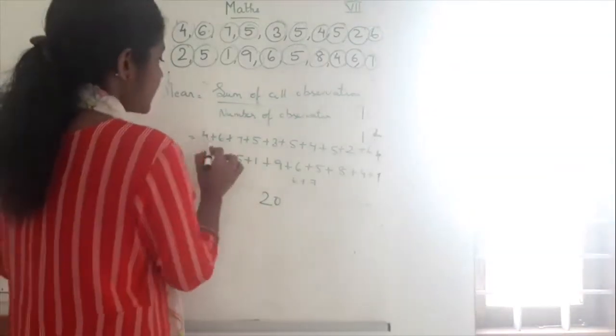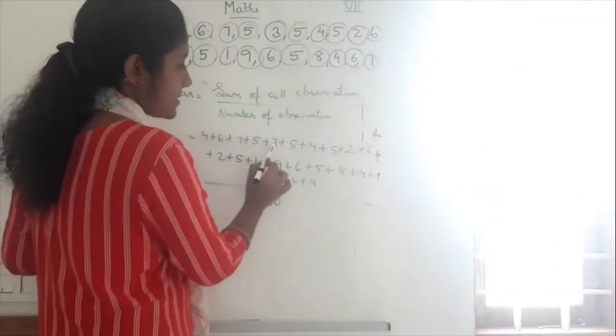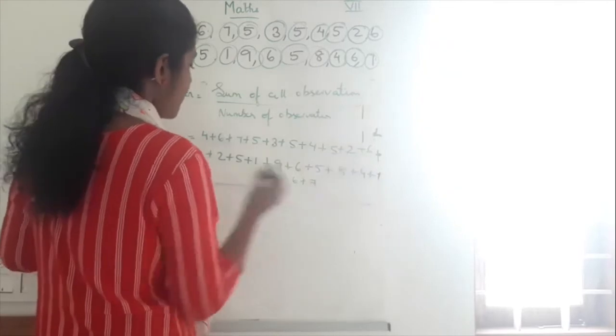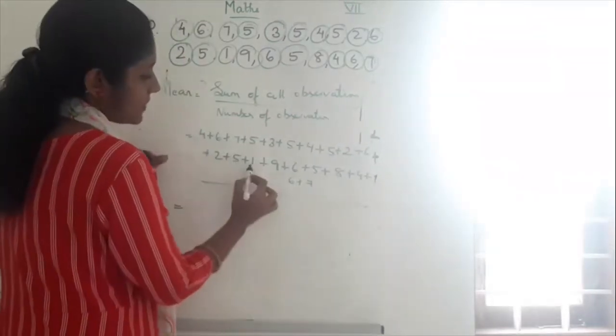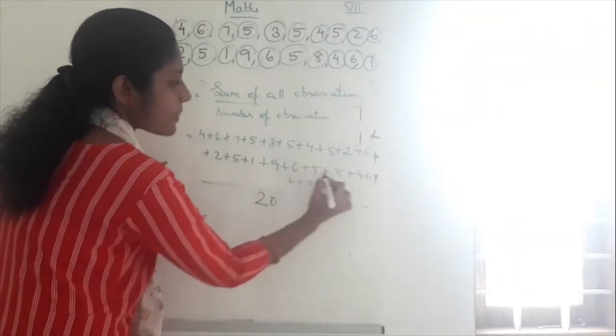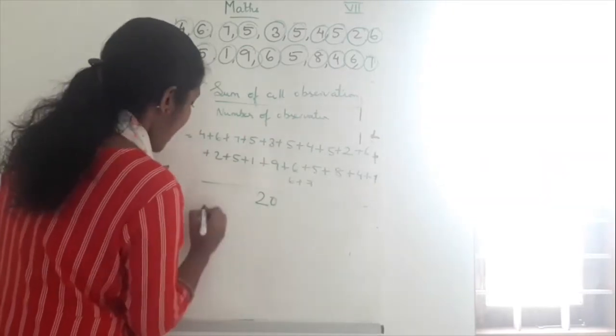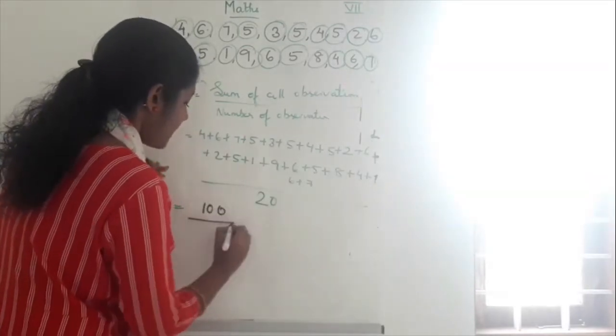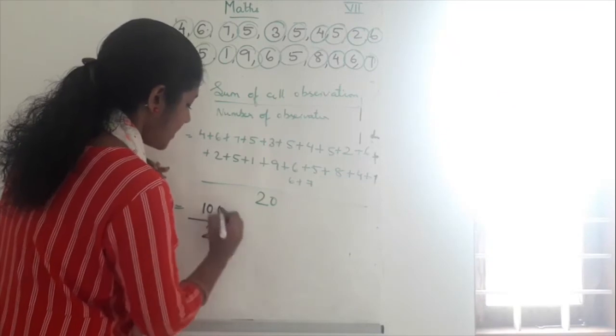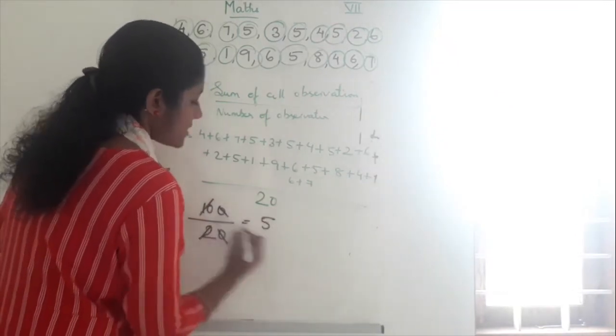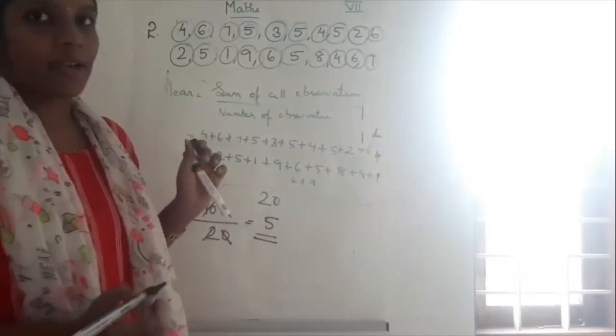So here 4 plus 6 plus 7 plus 5 plus 3 plus 5 plus 2, 10 plus 1. Here when you find out the sum of the observation, the answer is 100. 100 divided by 20, the answer is 5. So mean is 5. Okay.